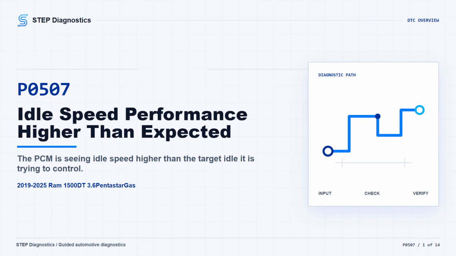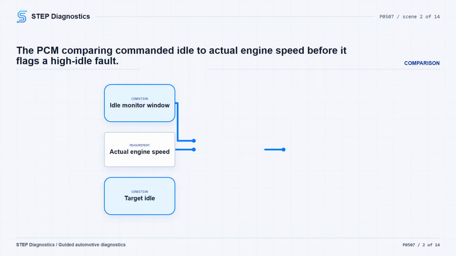On this Ram 1500 with the 3.6 Pentastar, P0507 means the PCM is seeing idle speed higher than it expects. In plain terms, the module is trying to control idle, but actual engine speed may be staying above the target. The driver may notice a high idle, an idle that hangs, or just a check engine light.